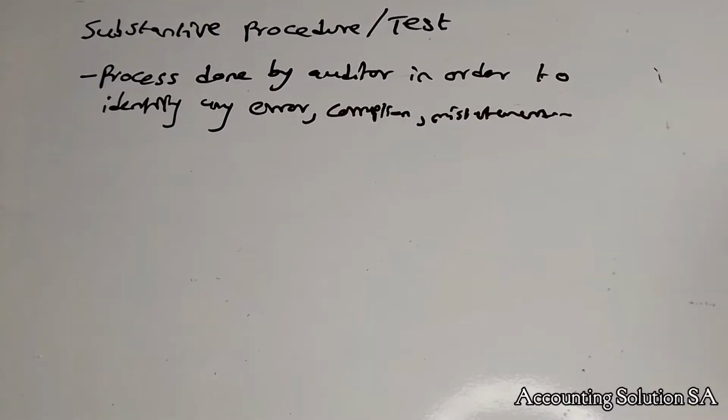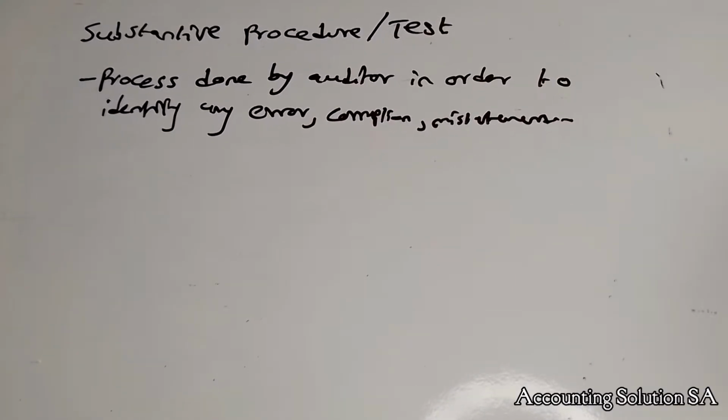So when we perform a substantive procedure, we want to be sure that whatever has been recorded is very correct, and the risk that there is a misstatement is very low. So this is the main reason why we should perform a substantive procedure. Alright, so the process of performing substantive procedure is simple, it means that the auditor has to check all those documents and financial statements.